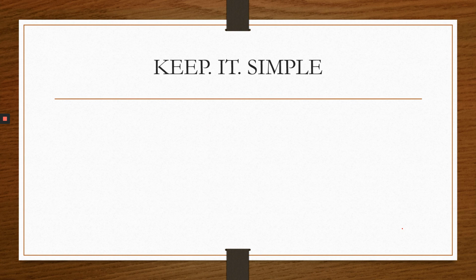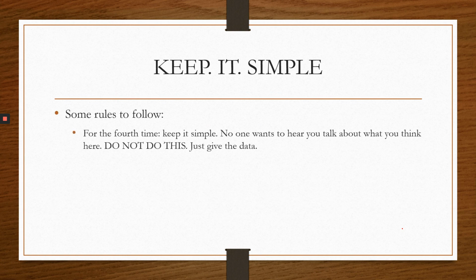So some rules to follow. Keep it simple. For the fourth time, or fifteenth time, keep it simple. Nobody wants to hear you talk about what you did. Just give the data. Don't include what you don't need to. So you don't include their age or their gender or their sex. You don't include where they grew up. Unless it's pertinent to what you're talking about, you don't include it.